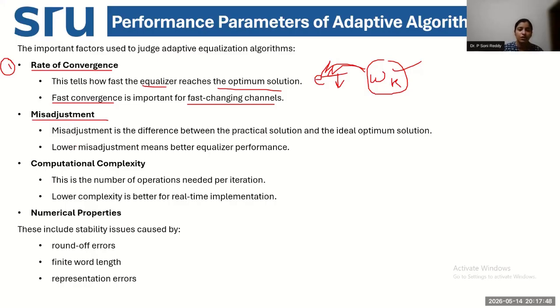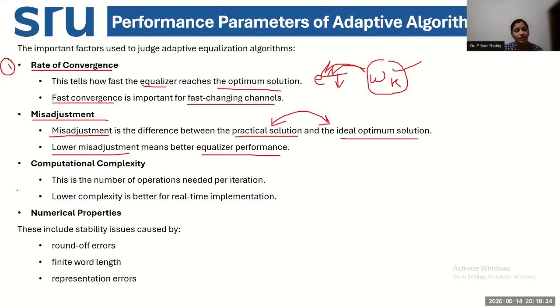Misadjustment. Misadjustment means suppose my ideal solution is given and my practical solution is different from the ideal solution. So what is the difference between the ideal and the practical solution? Ideal means the optimum solution, which may not be possible in a practical scenario. The difference between the two is called the misadjustment. So the lower the misadjustment, the better the performance of the equalizer. That means the ideal and the practical solution should be as close to each other as possible.